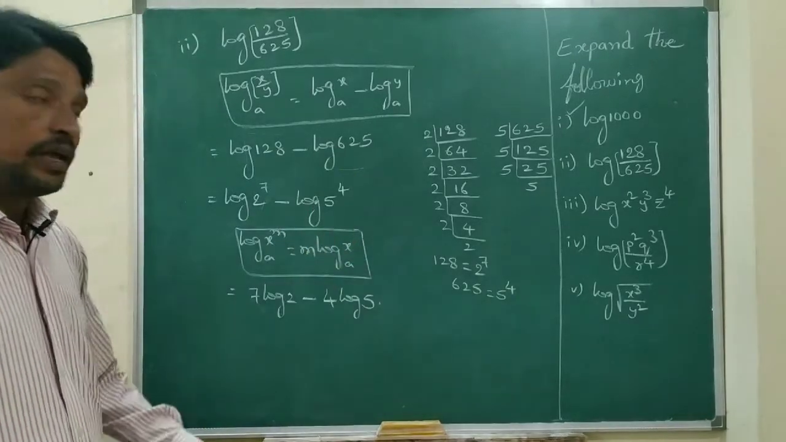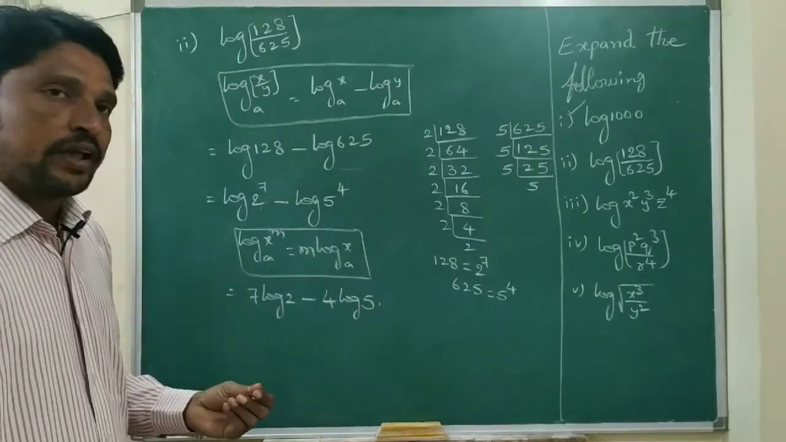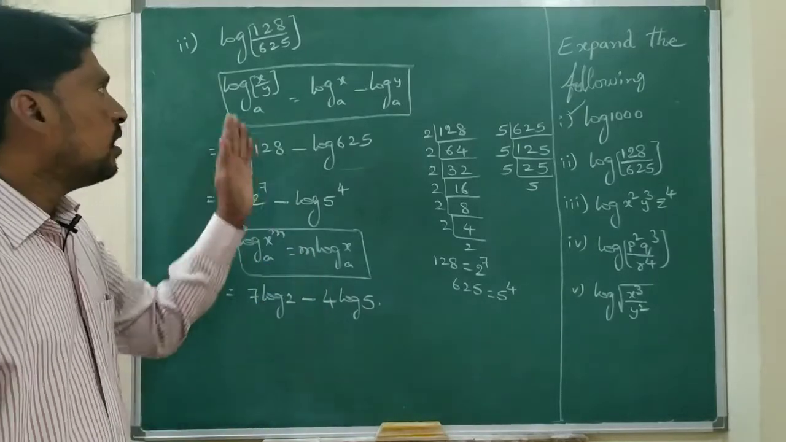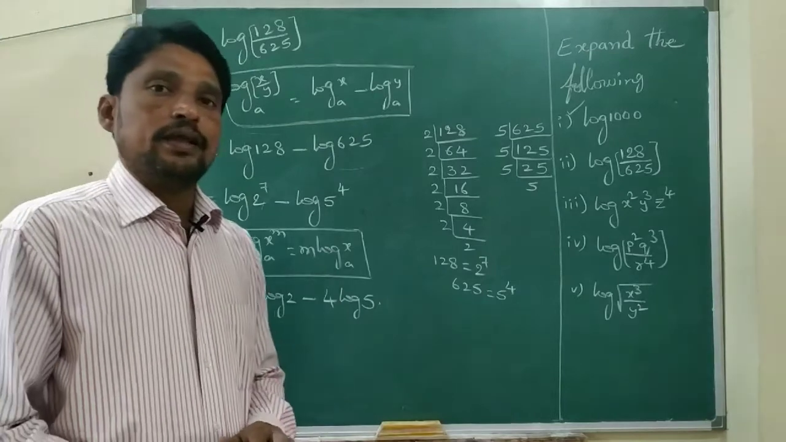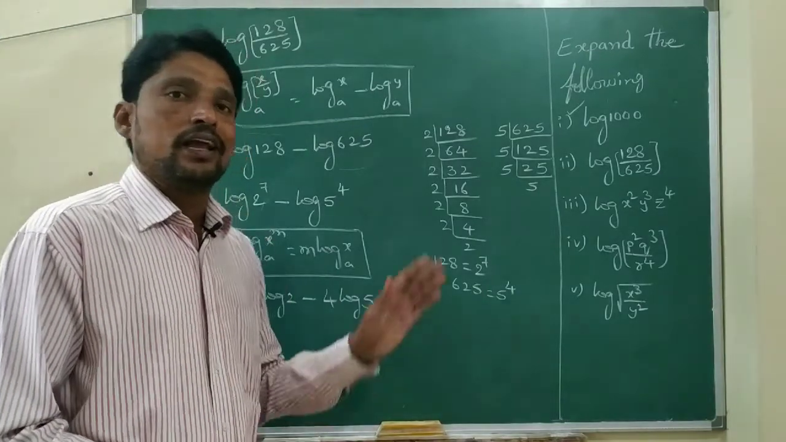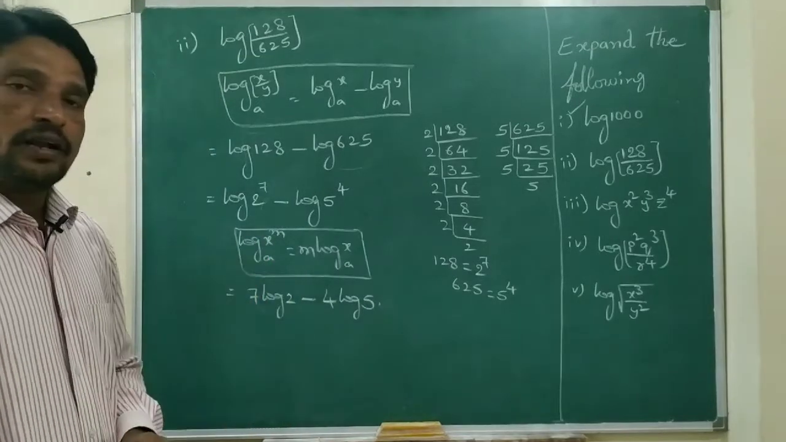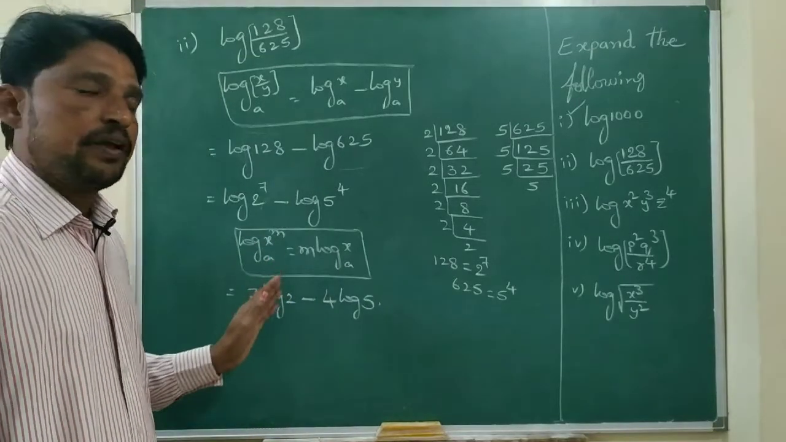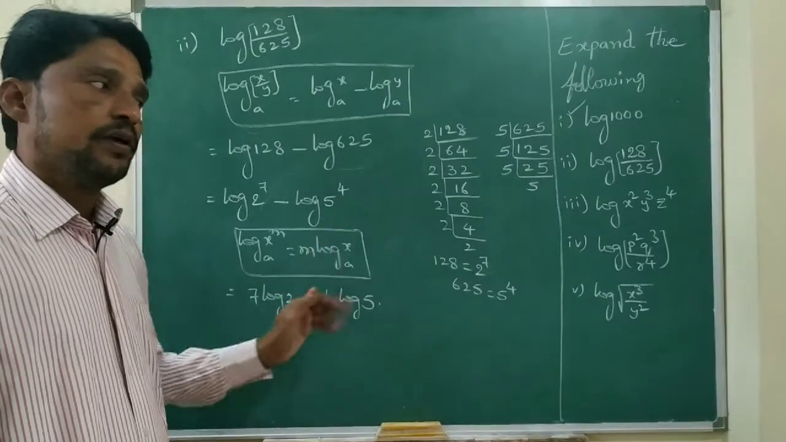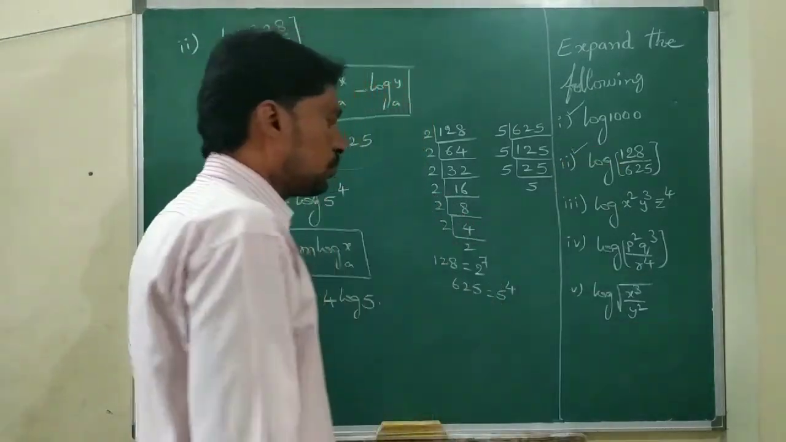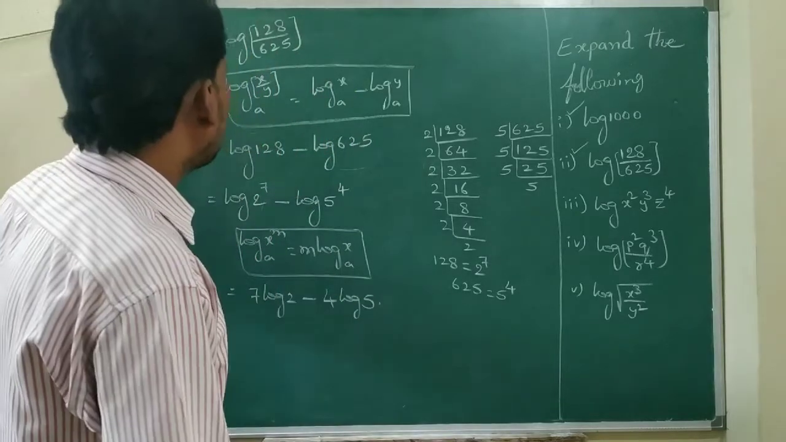What types of rules have we used here? The quotient rule: log x by y to the base a equals log x to the base a minus log y to the base a. And the power rule: log x power m to the base a equals m log x to the base a. So this second one is also completed. Now the third one. What is the third one?